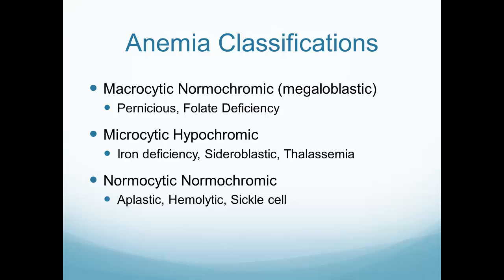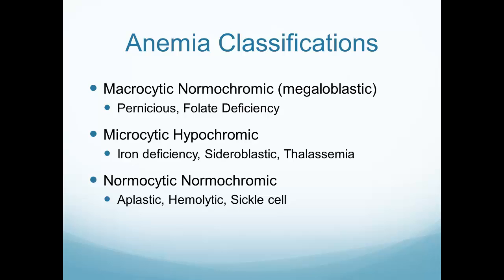So anemia can be broken down into a few different classifications here. We can have macrocytic normochromic. Okay, so this means we have a big cell, but it has the normal amount of hemoglobin in it. It has a normal amount of color. So this is called megaloblastic anemia. This is a pernicious anemia. It's also from a folate deficiency.